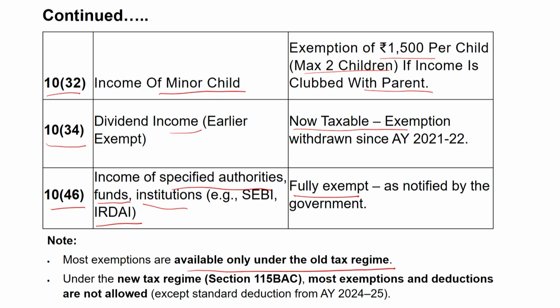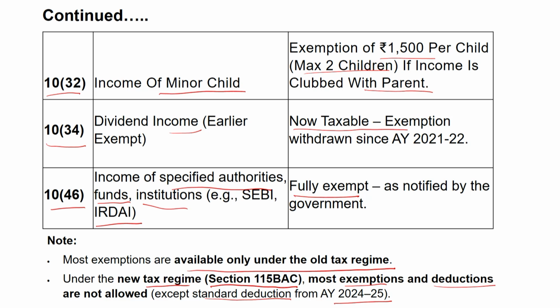So most of the exemptions that we have discussed were available only under the old tax regime of our country. Under the new tax regime, under section 115BAC, most exemptions and deductions are not allowed from the current financial year, and in the assessment year that will be taken into consideration for the calculation of income in this year, these exemptions and deductions may not be allowed to an assessee. So except the standard deduction from the assessment year 24-25, most of the deductions and exemptions may not be available to the assessee.